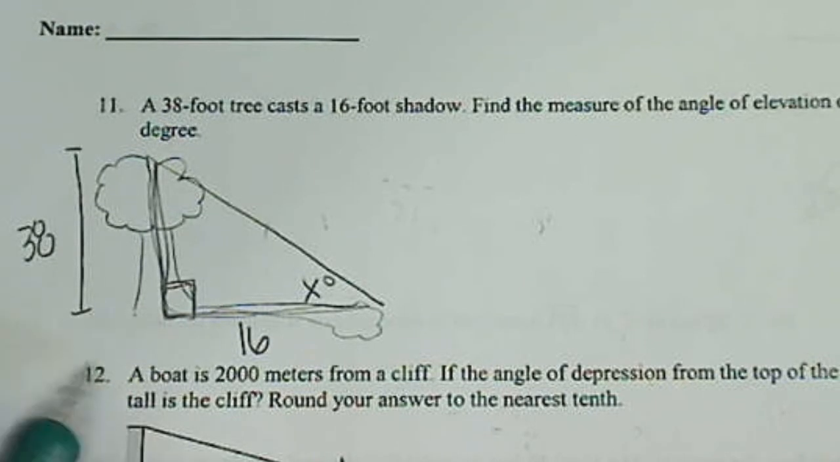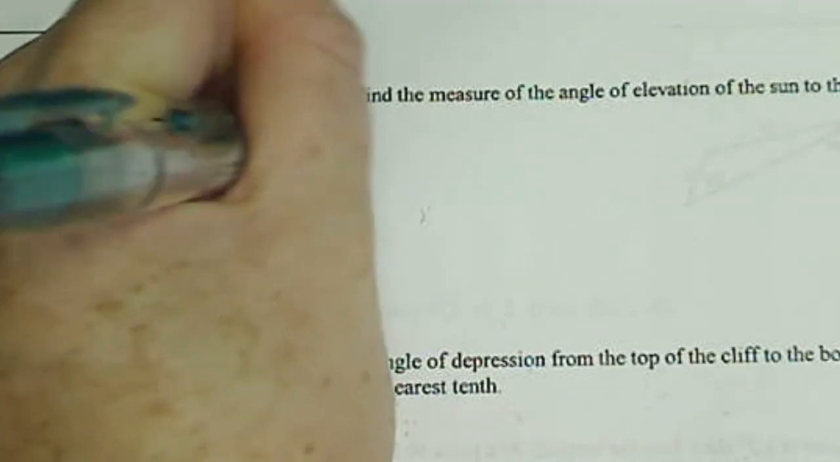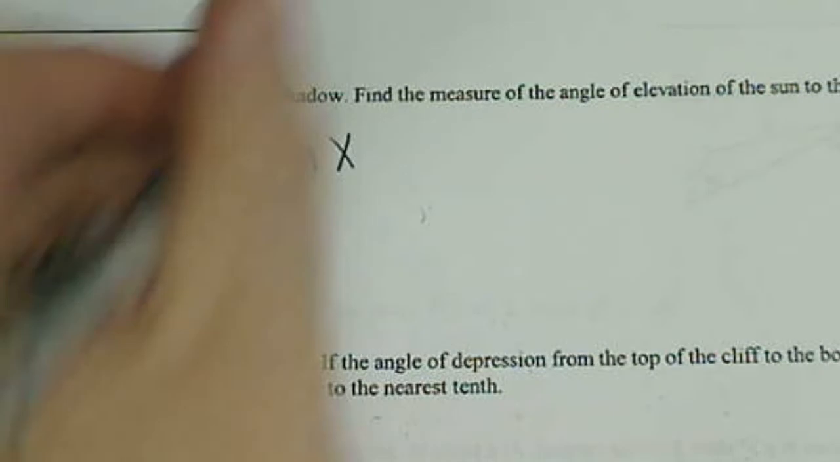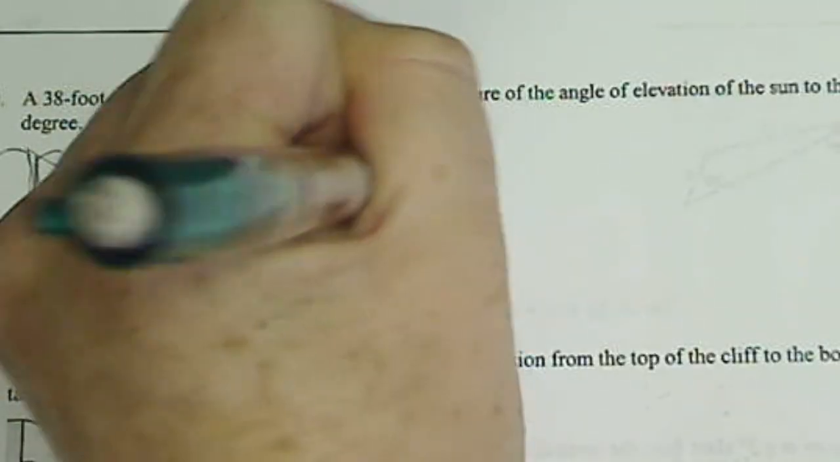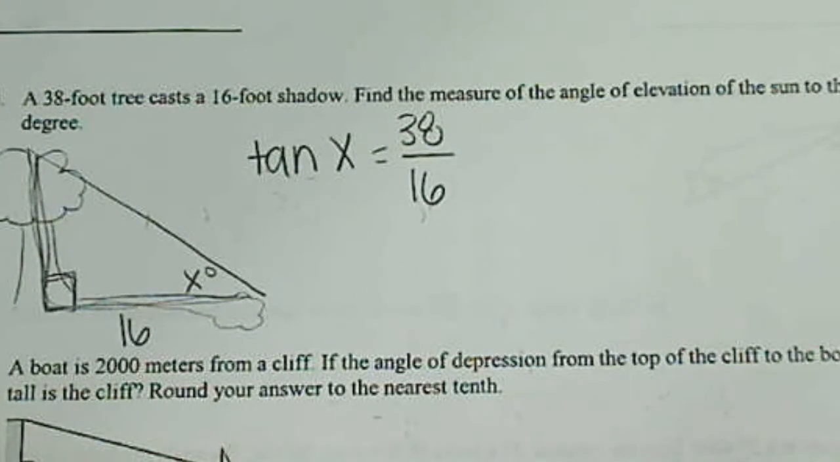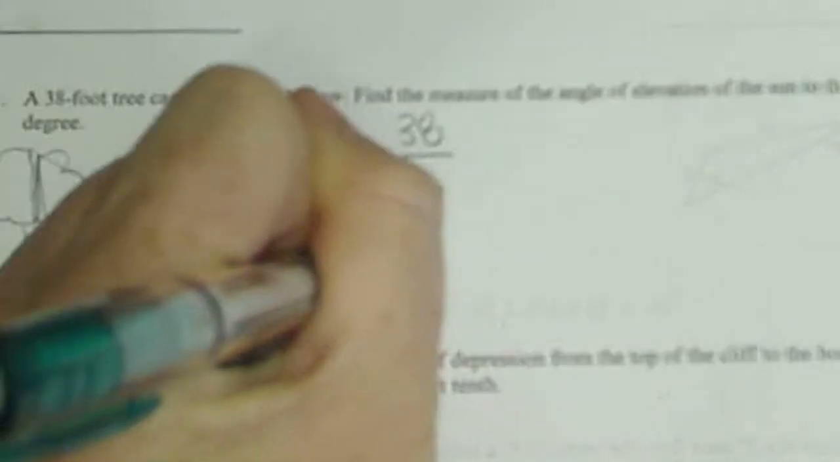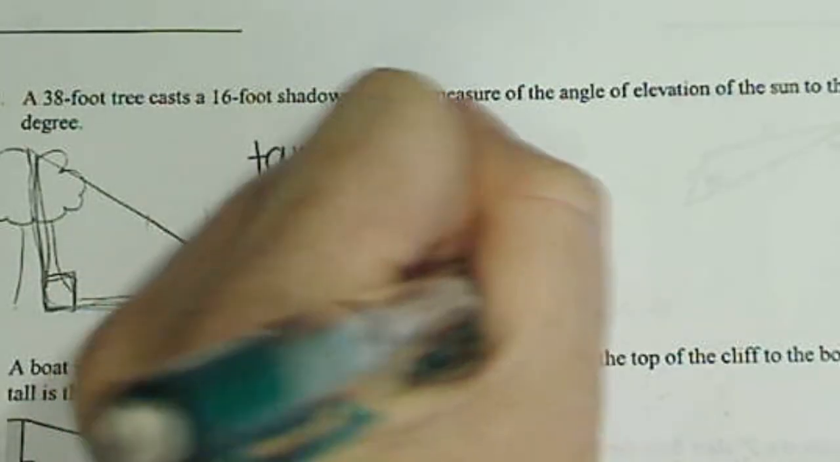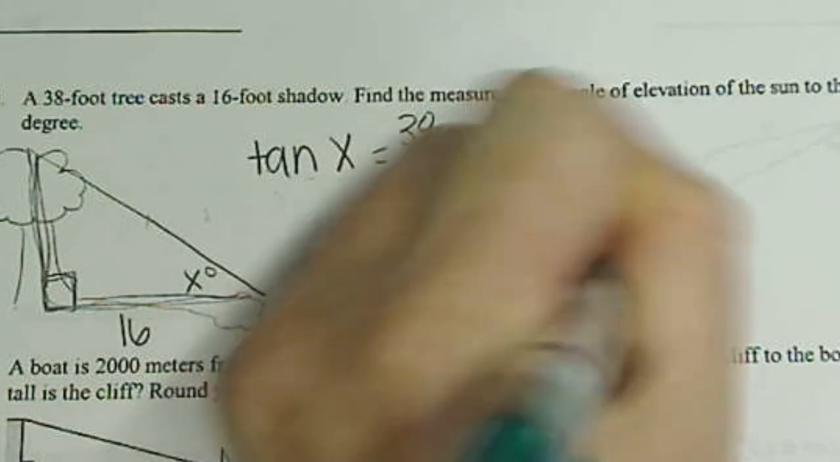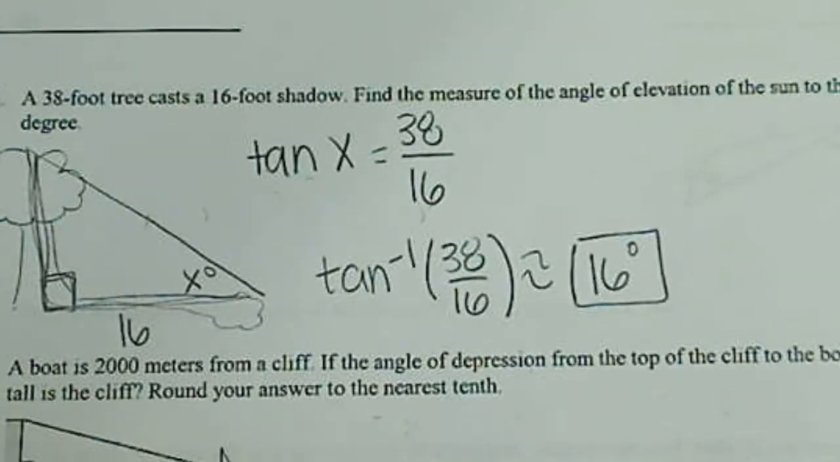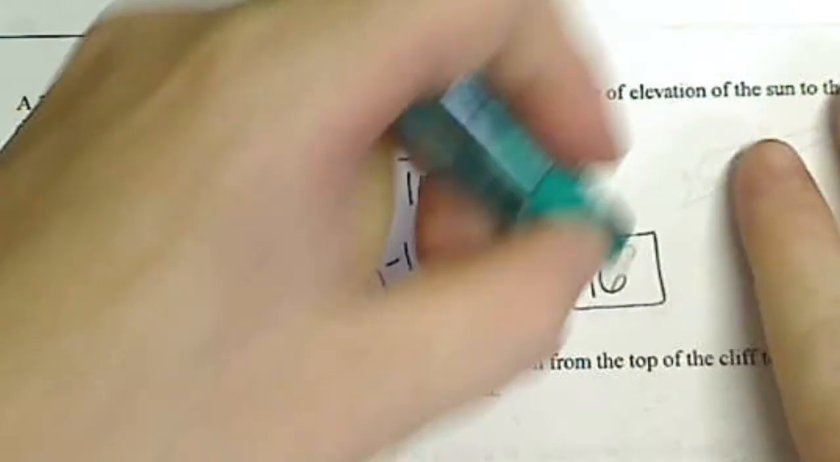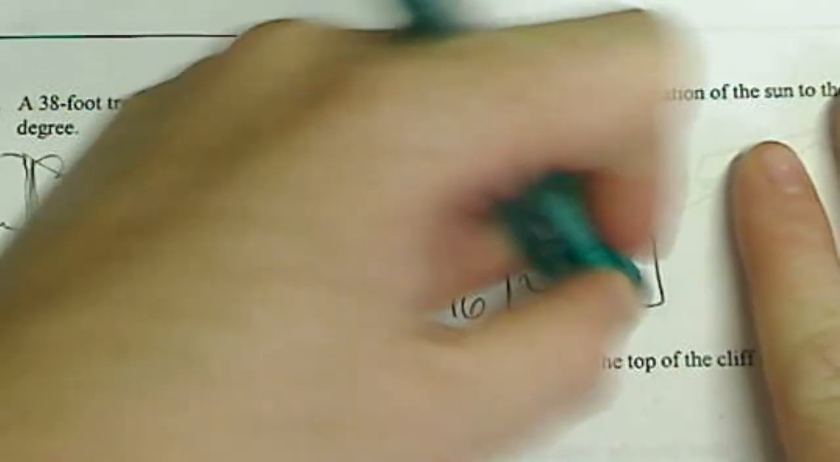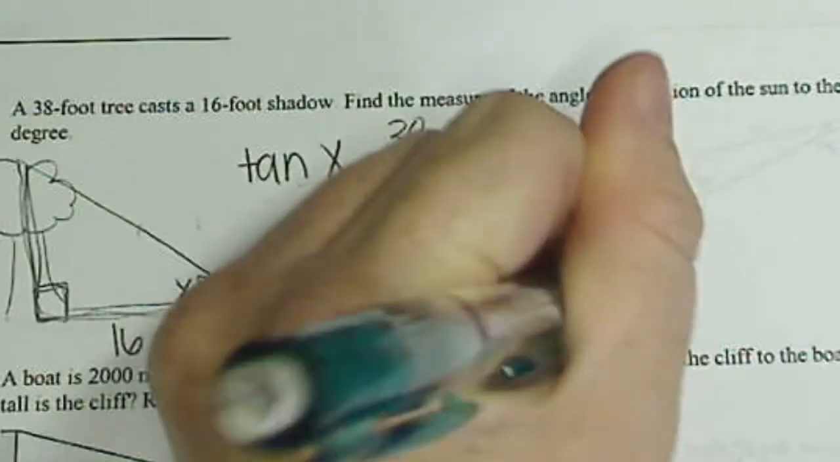So look at my sides I have. Am I going to use sine, cosine, or tangent? Yeah, I'm going to use the tangent. I don't know the angle, but I know the side opposite and the adjacent. So remember, inverse tan, 38 over 16, round to the nearest degree. So the angle is about, not 16. Your teacher cannot read apparently. 67 degrees.